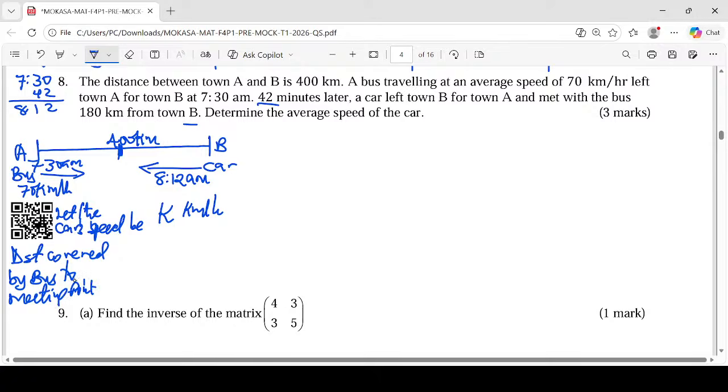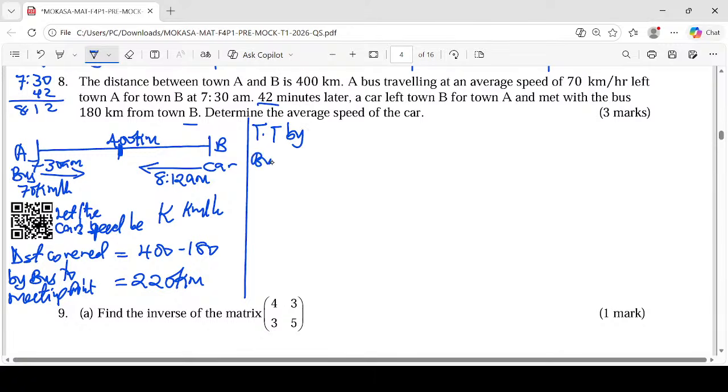To get that particular distance, we are going to take 400 minus 180. This is equivalent to 220 kilometers. That is the distance covered by the bus to the meeting point. After getting that particular distance, let's now get the time taken by the bus to arrive at the meeting point, the time taken by the bus to meet the car.